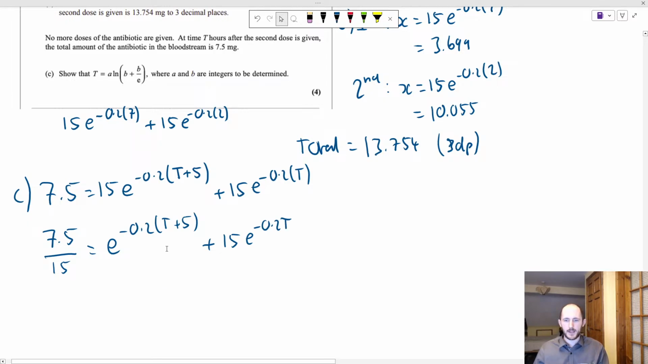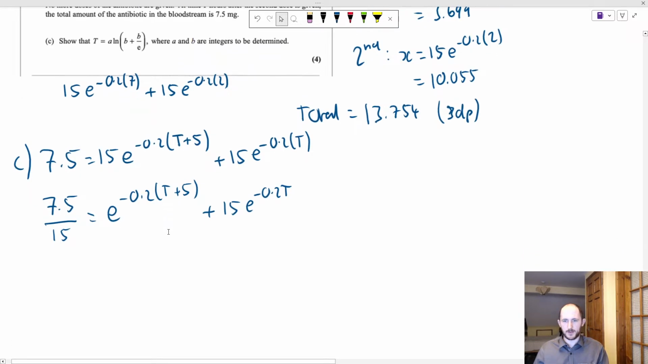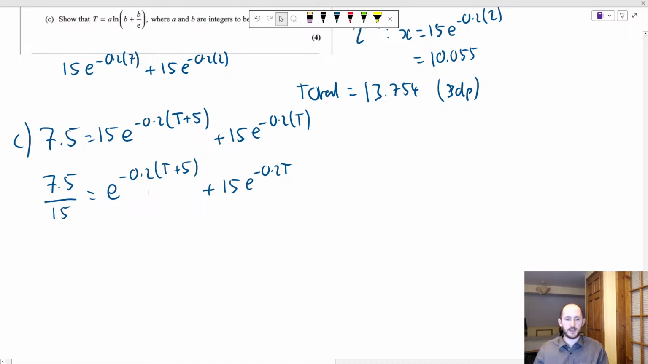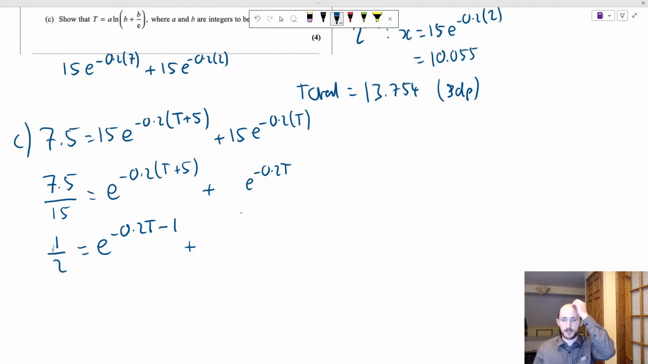That. And the next thing I'm going to do is expand this bracket as well. 7.5 over 15 is just a half, right? That's easy. E to minus. And there's a reason why I'm doing this, I promise. I'm not just trying to kill time. Oops, there shouldn't be a 15 here. My apologies. E to negative 0.2 t, like that.